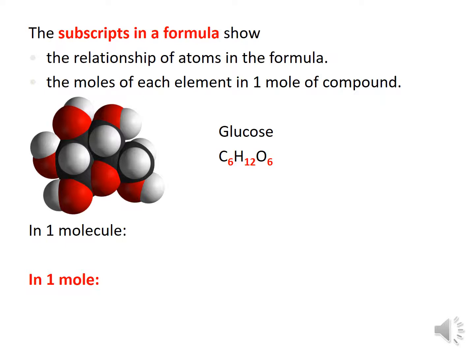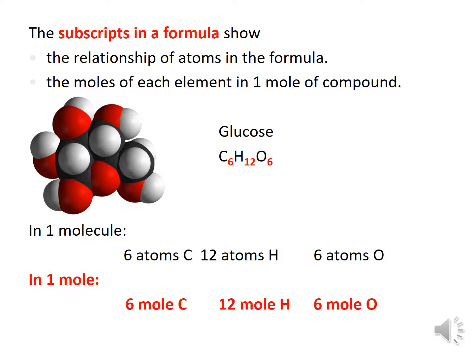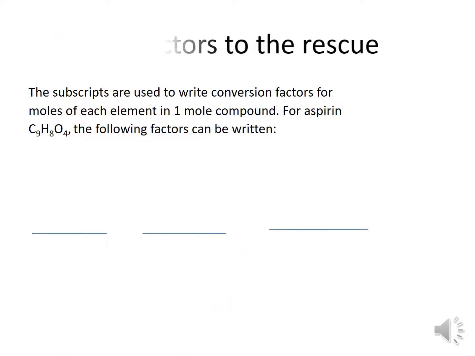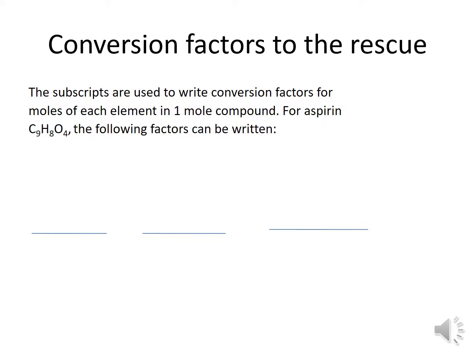This picture is a picture of the molecule glucose, which is C6H12O6. In 1 molecule of glucose, there are 6 atoms of carbon and 12 atoms of hydrogen and 6 atoms of oxygen. In 1 mole of glucose, there are 6 moles of carbon, 12 moles of hydrogen, and 6 moles of oxygen atoms. So the subscripts can be used to write conversion factors. The conversion factors are going to give us the moles of each element in 1 mole of compound.